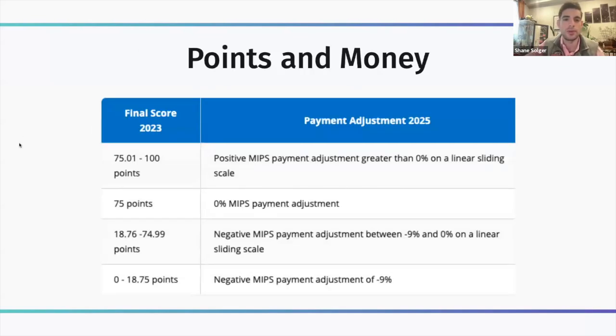So again, this is just to show you how reimbursements were doled out and collected for 2023, with a reminder that you get paid 2 years afterwards. So you see that 75 points was sort of like your net neutral. Anything below that got you less money, and anything above 75 points got you more money.